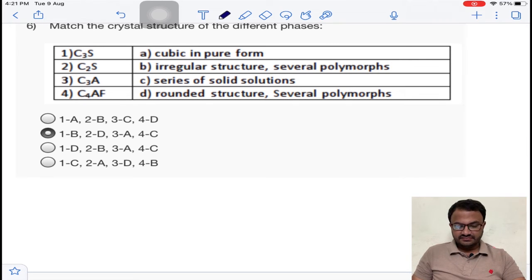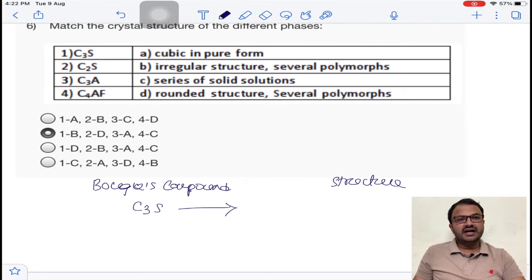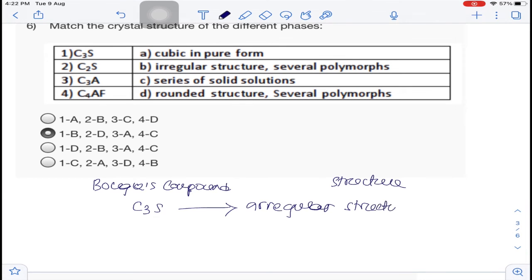In the next question, match the crystal structure and different phases. That is, what is the structure of the different Bogue compounds and their structure? Very important. First, coming to C3S: it is of irregular structure and consists of several polymorphs.